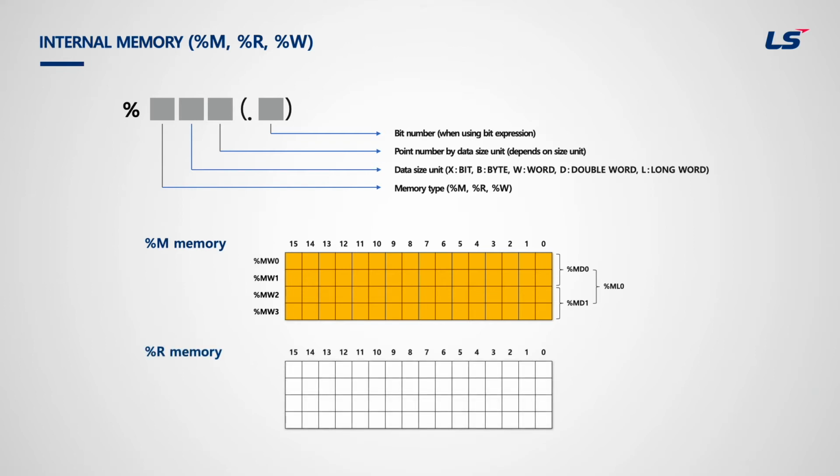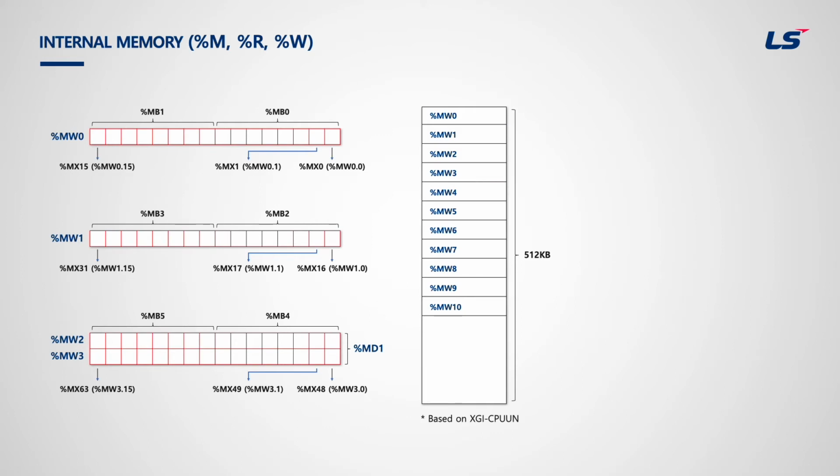Next is about R memory. How to express the address of R memory is the same as M memory. The only difference between the two is that R memory is a retained memory. Default setting for M area is not retained. However, if users change basic parameter setting, M area can also be used as retain area. M, R, W area are internal memory, and address format is the same.